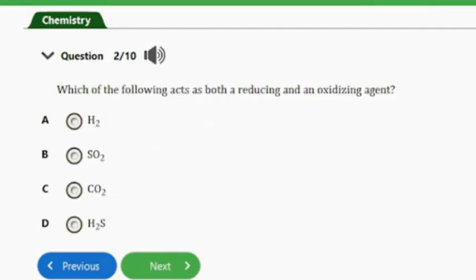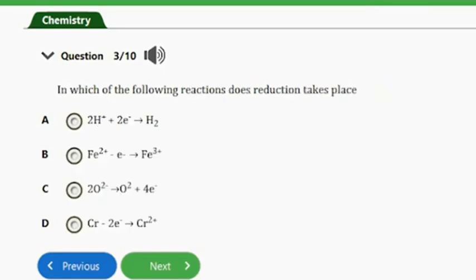Question number 2. And the question says, which of the following acts as both a reducing and an oxidizing agent? We have A, hydrogen ion, B, sulfur dioxide, C, carbon dioxide, D, hydrogen sulfide. So guys, the answer to this question is option B, and that's sulfur dioxide. So sulfur dioxide actually acts as both a reducing and an oxidizing agent. So that's the answer to that question. Let's consider the next question, guys.